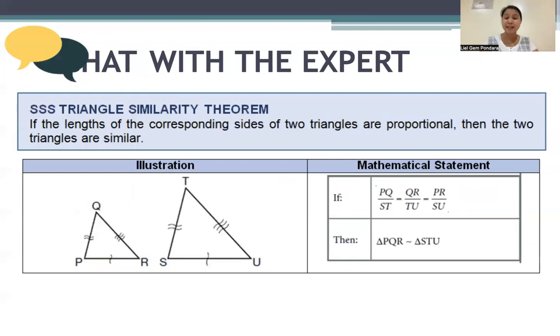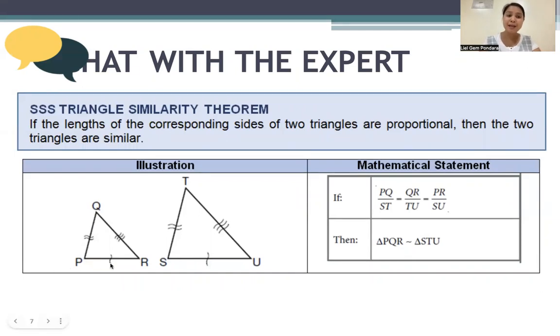Second theorem, SSS Triangle Similarity Theorem. SSS stands for side, side, side. It means that if the lengths of the sides of two triangles are proportional, then the two triangles are similar. In our previous lesson, we have talked about the scale factor. That's the proportional ratio of the two polygons. So if the scale factor is working for all sides, then we say that two triangles are similar.